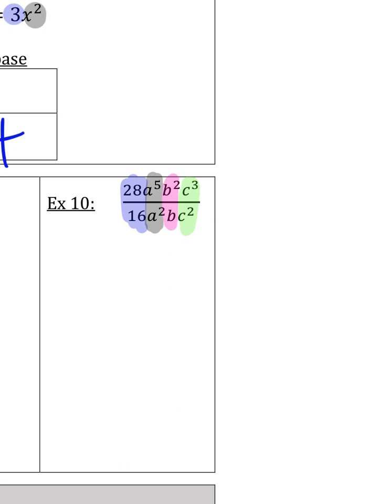Okay, our first one is 28 divided by 16. This is going to give you a decimal answer of 1.78, but I don't want that decimal. I want to keep it in a fraction. So I know that both of these are divisible by 4, and this fraction is going to reduce to 7 over 4. Then I have my A values. I have A to the 5th minus A to the 2nd. That's going to give me A to the 3rd.